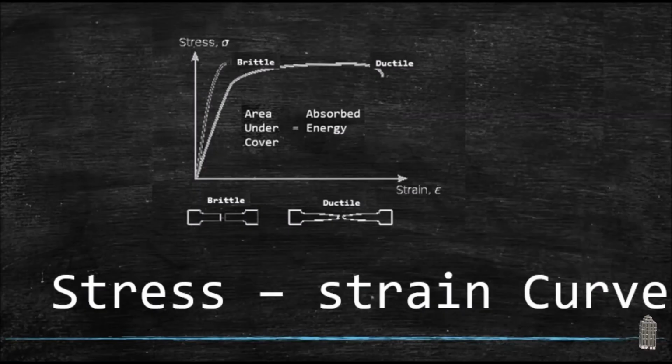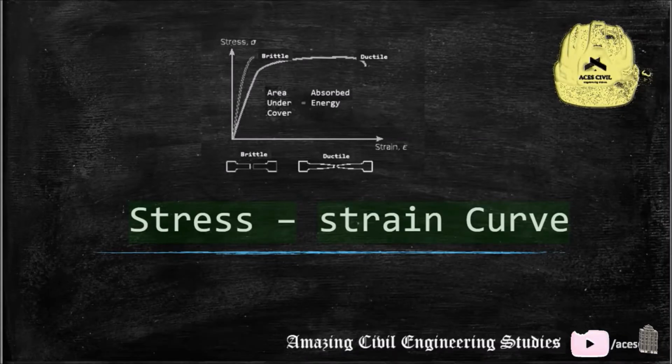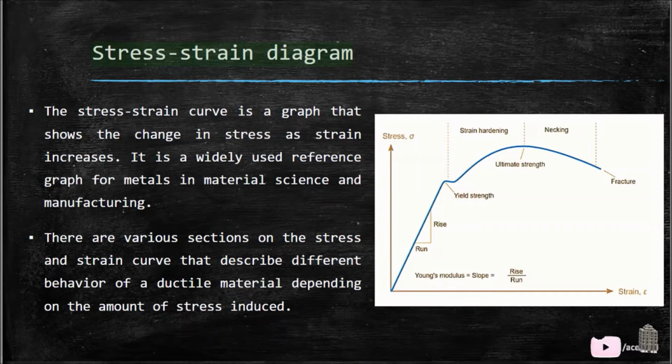In today's video we are going to discuss the stress-strain curve, the stress-strain diagram. The stress-strain curve is a graph that shows how stress varies as strain increases. It is a widely used reference graph for metals in material science and manufacturing.